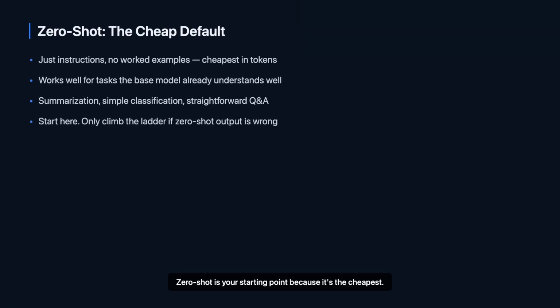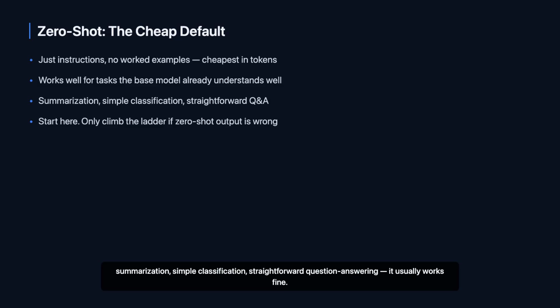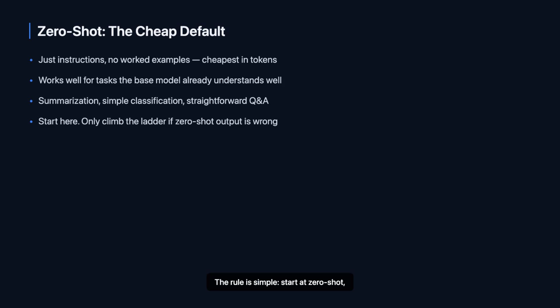Zero shot is your starting point because it's the cheapest. Instructions only. No examples burning tokens. And for tasks the base model already understands well, summarization, simple classification, straightforward question answering, it usually works fine. The rule is simple. Start at zero shot, look at the output, and only climb the ladder if something specific is wrong. Don't preemptively add 5 examples just because you've seen them in a tutorial.